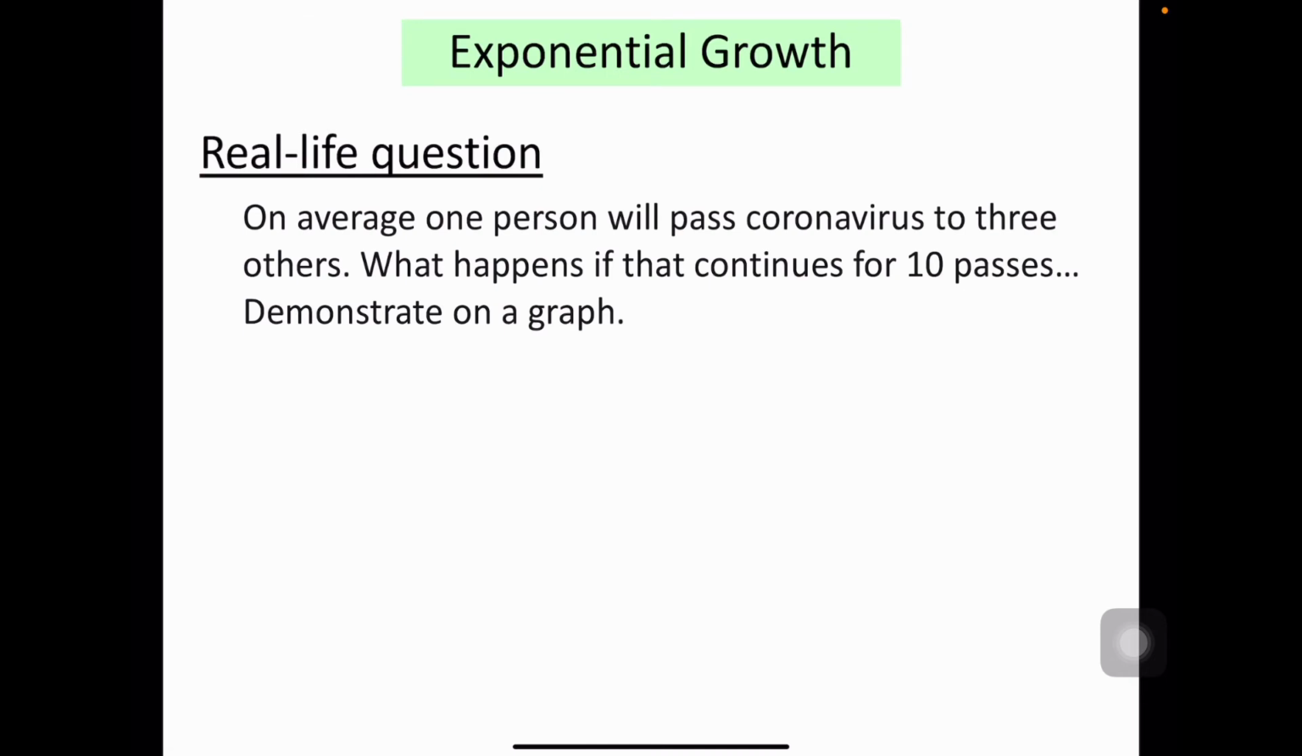There are so many real-life examples in which exponential growth occurs. One of the most relevant ones today is, of course, the spread of coronavirus. So on average, one person will pass coronavirus to 3 others. What happens if that continues for 10 passes? Demonstrate this on a graph. So have a go at answering this question.